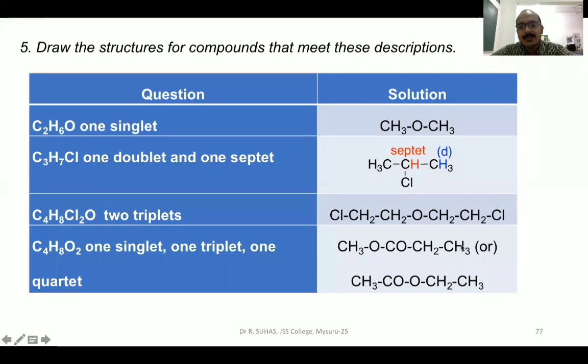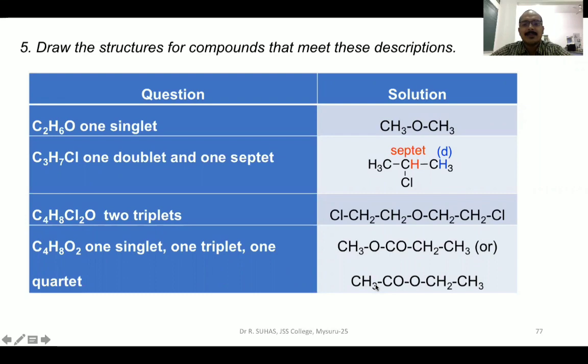So CH2, CH3. On the other side, you can have CH3 because it is giving a singlet. And in the middle, we have to substitute with the CO2, so C double bond O, O. This is the ester type compound. CH3O, CO, CH2, CH3, or you can put this compound the other way, CH3COO, CH2, CH3.